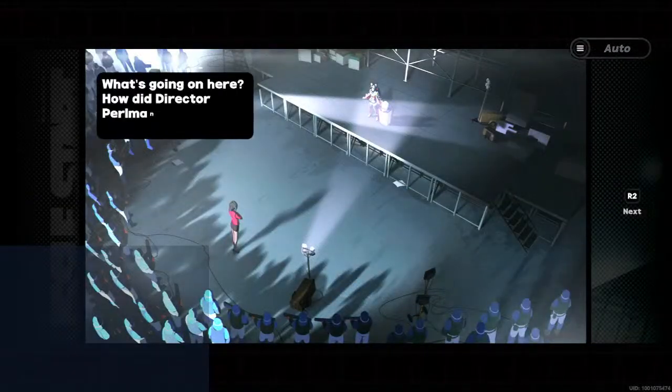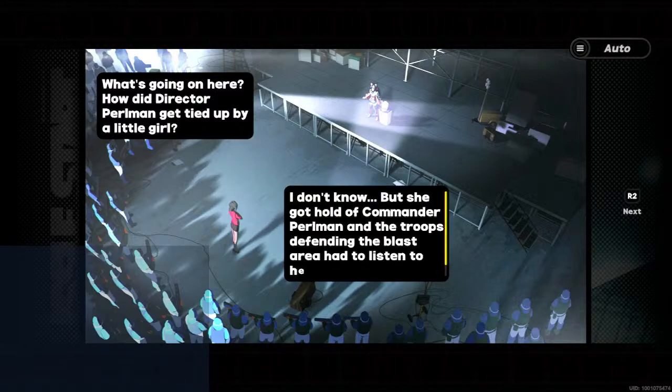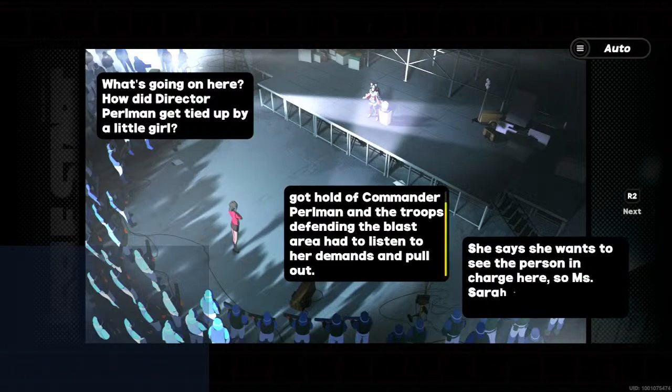What's going on here? How did Director Perlman get tied up by a little girl? I don't know, but she got hold of Commander Perlman, and the troops defending the blast area had to listen to her demands and pull out. She says she wants to see the person in charge here, so Miss Sarah has stepped in to negotiate.